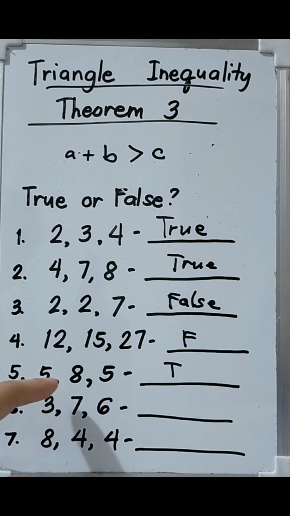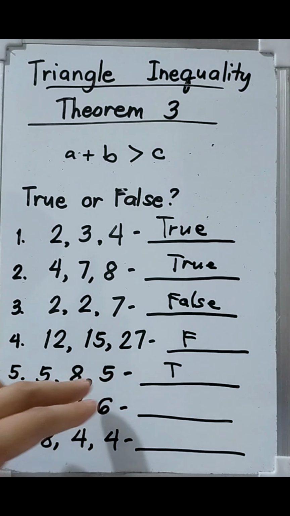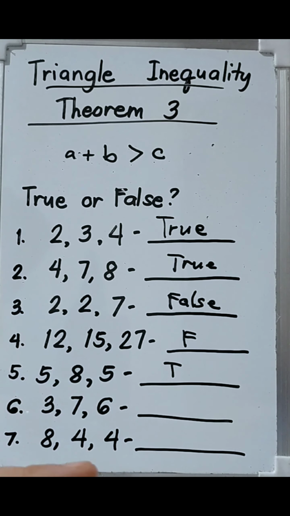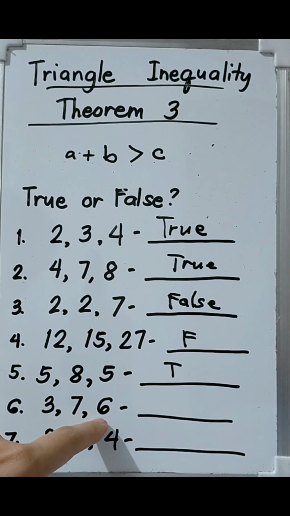To look at the measurements, this is an isosceles triangle. Kasi dalawang sides ay equal sa 5. So, ibig sabihin, two sides are congruent. Number 6, 3, 7, and 6. So, this is 10. It is greater than 6. 3 and 6 is 9. It is greater than 7. And 7 plus 6 is 13. It is greater than 3.